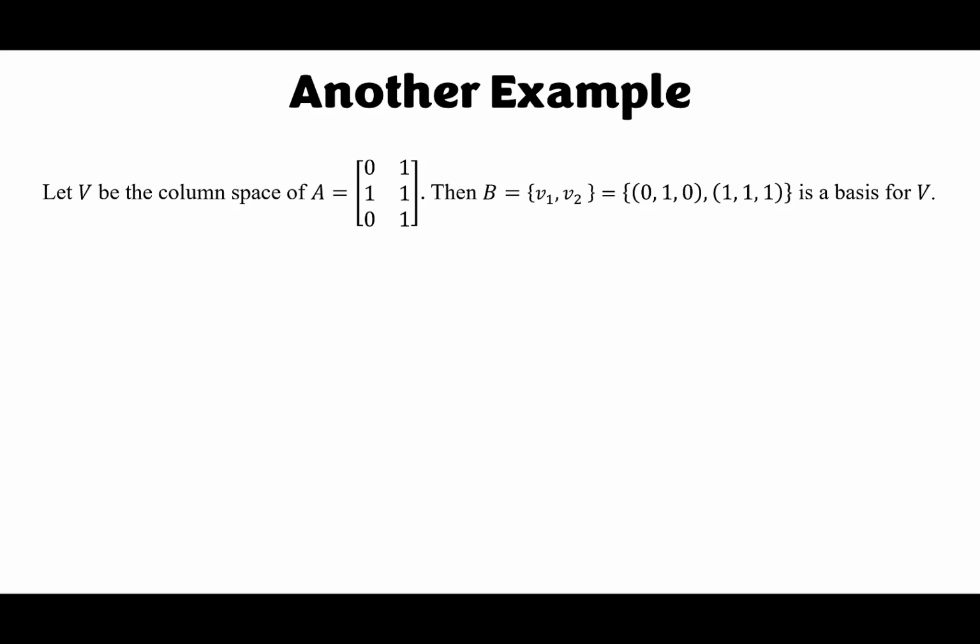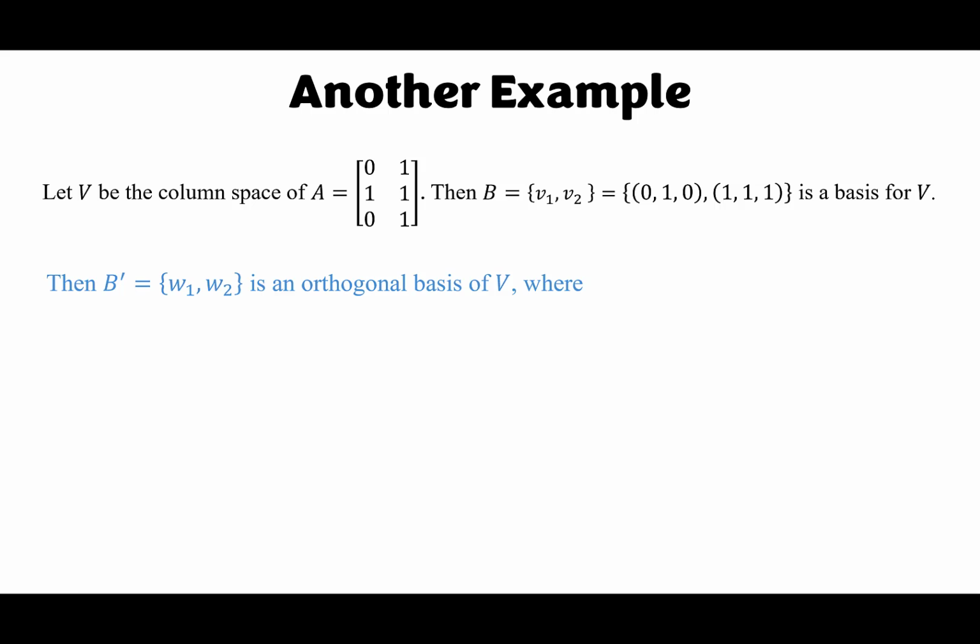Now these columns are not orthogonal, right? So we're going to try to create an orthogonal set, an orthogonal basis for the column space of A. All right, so B prime would be W1, W2 again. And that's the notation we're using, W1, W2, are going to be the orthogonal vectors.